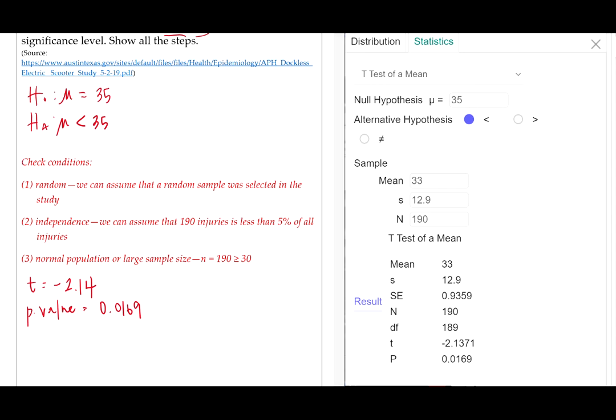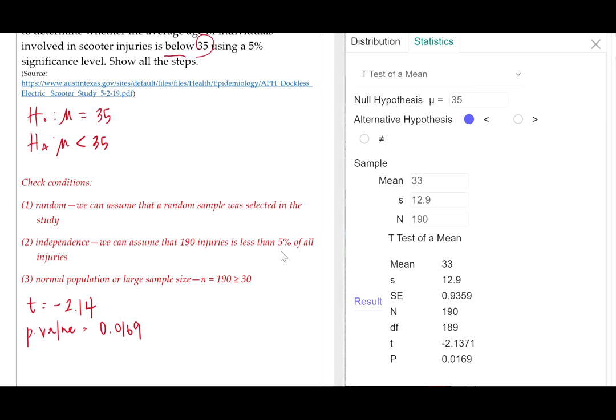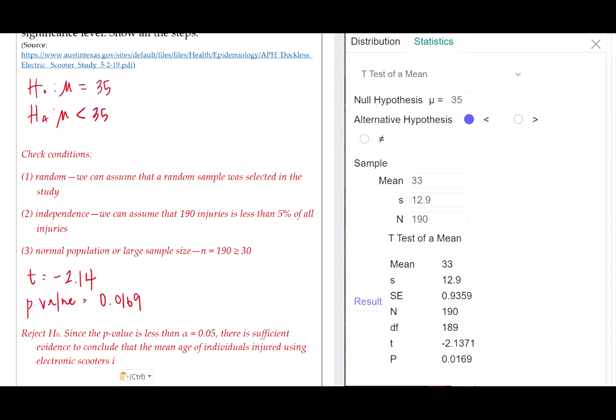We need to compare the p-value to our alpha level. Our p-value of 0.0169 is less than the 5% significance level that we were told to use. Scroll up so you can see that, 5% significance level. And so therefore we will reject the null hypothesis. Our conclusion is something like this. We reject H0. Since the p-value is less than alpha equals 0.05, there is sufficient evidence to conclude that the mean age of individuals injured using electronic scooters is less than 35.